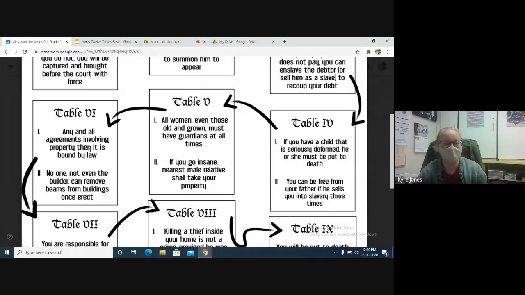Number 2 on that one says no one, not even the builder, can remove the beams from buildings once they're erect. So once they build a building, you can't take any part of it apart. I don't understand some of these and why they have to be written into law. Why would they do that anyway? Some of these don't even need to be law.